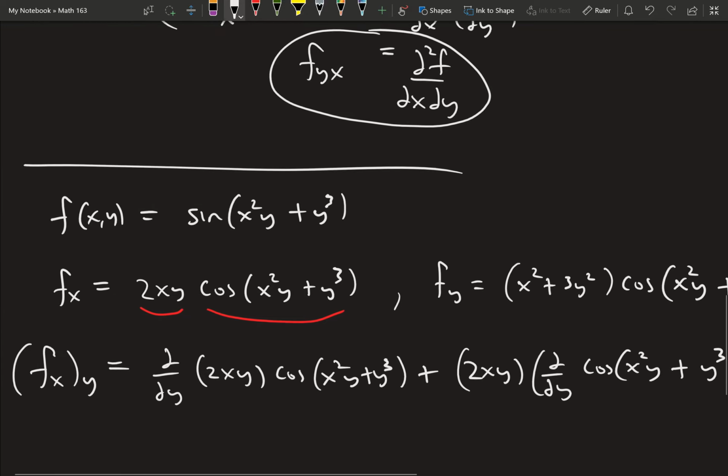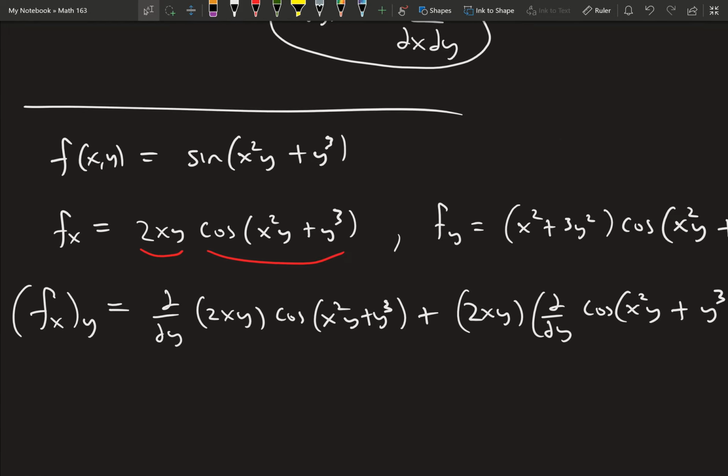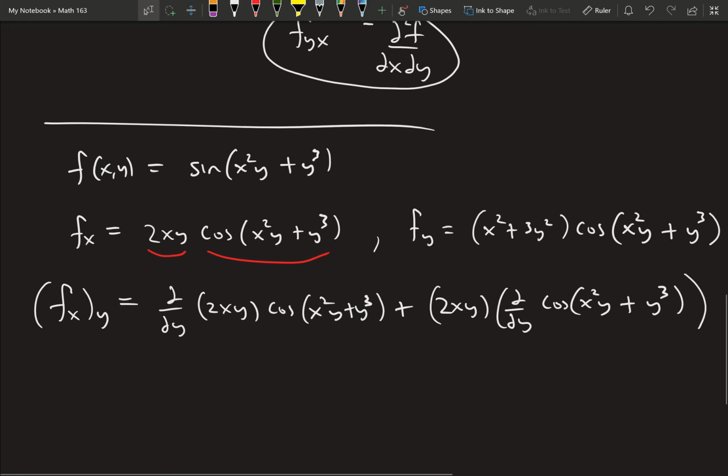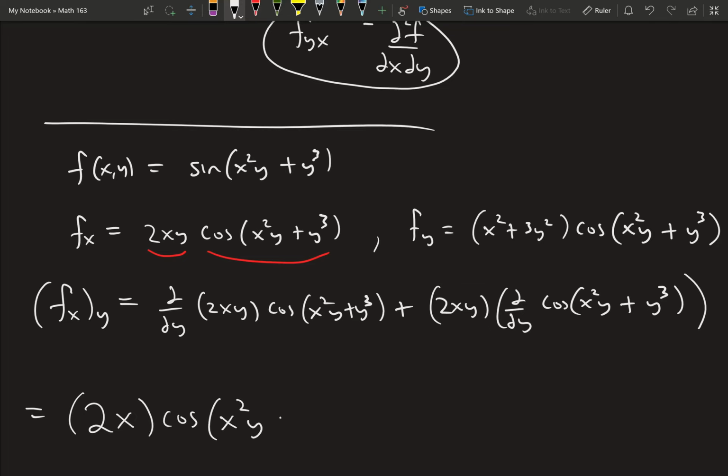Okay, and so let's do that. I'm going to zoom out just a little bit so I can see the whole thing here. This is equal to the partial with respect to y here. We get 2x as the first part times the cosine of x squared y plus y cubed, and then plus 2xy remains there. And then here the derivative of cosine is negative sine of x squared y plus y cubed.